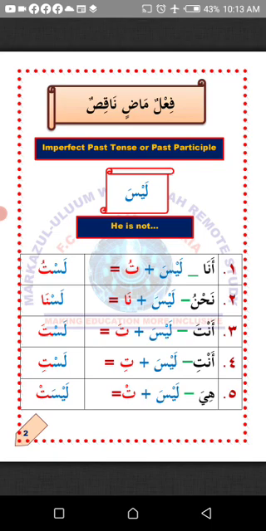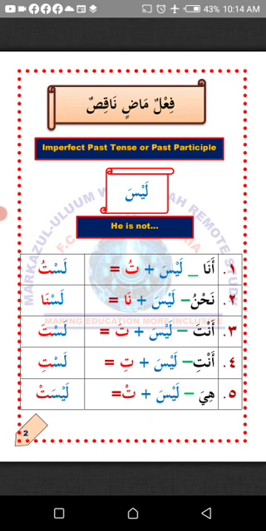Arba'a, number four. Anti, you, representing a single female person. So how do we change the verb laysa to suit anti? All you need to do is to attach ta'un carrying kasra to the last letter. Then you give sukun to the letter before it. So the verb laysa will now become lasti, which means you are not, talking to a single female person.